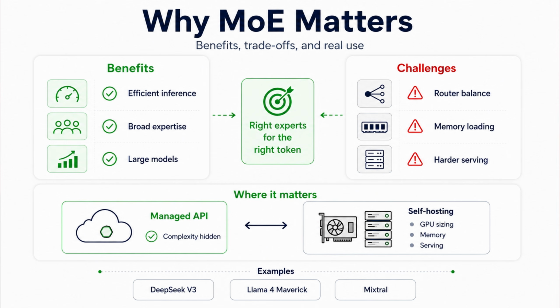But MoE also introduces complexity because the routing system must remain balanced, experts must stay loaded correctly in memory, and serving infrastructure becomes harder to manage. For most developers using a managed API, this complexity is hidden by the provider. But for teams who are planning to self-host an open weight model, understanding MoE becomes useful because it affects GPU memory usage, hardware sizing, and server architecture.